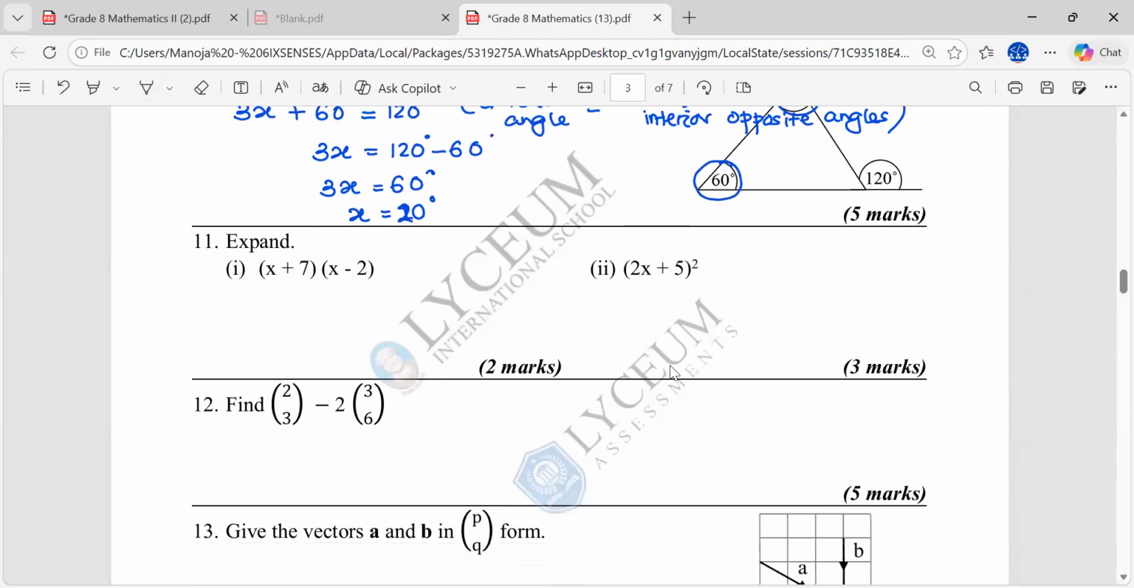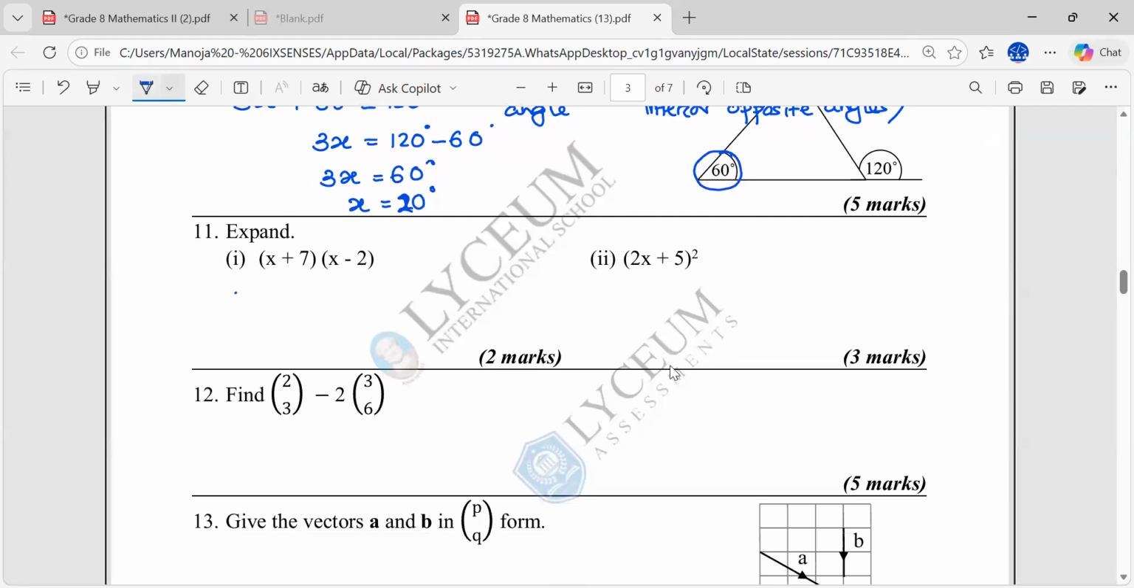Then we will move to the next one, where you want to expand. x times x is x squared, x times negative 2 is negative 2x, 7 times x is 7x, and 7 times negative 2 is negative 14. Then we add the like terms: minus 2x and plus 7x, so it is plus 5x, and minus 14.